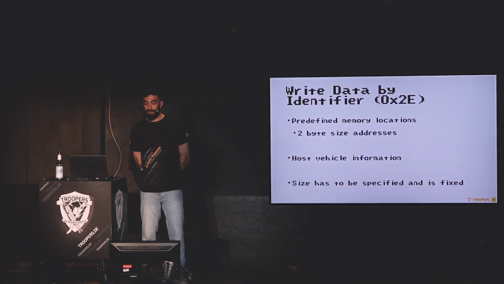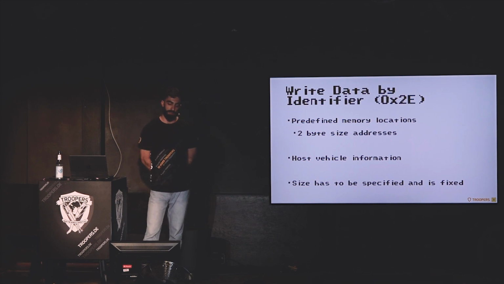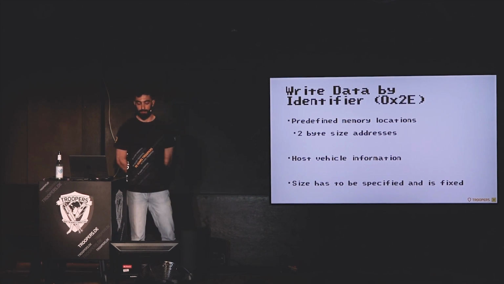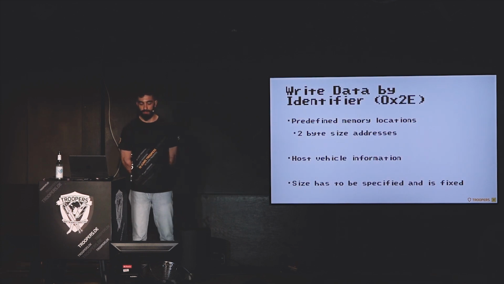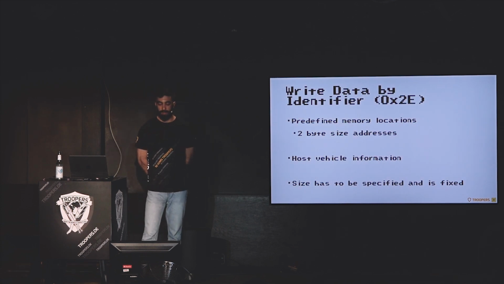Another scenario can be write data by identifier and read data by identifier. There are some predefined memory locations in an ECU that are managed by the UDS protocol. They are 2-byte addresses, and usually they host vehicle information that you can find, like the VIN, the mileage, and other information, as we will see later. And the size has to be specified and fixed by the manufacturer.